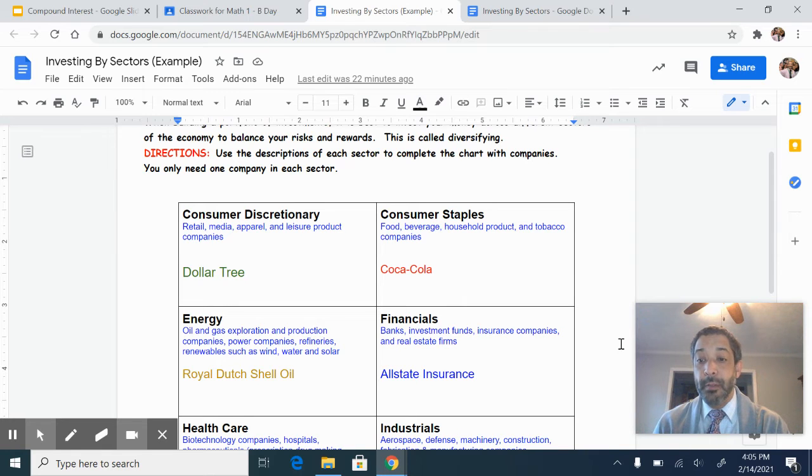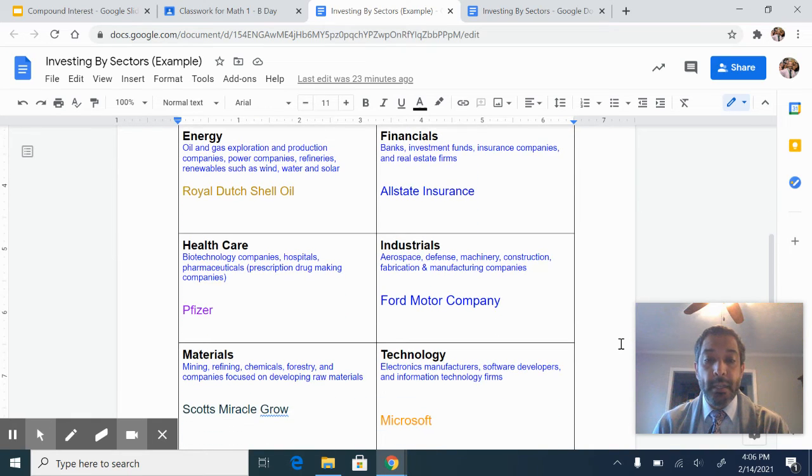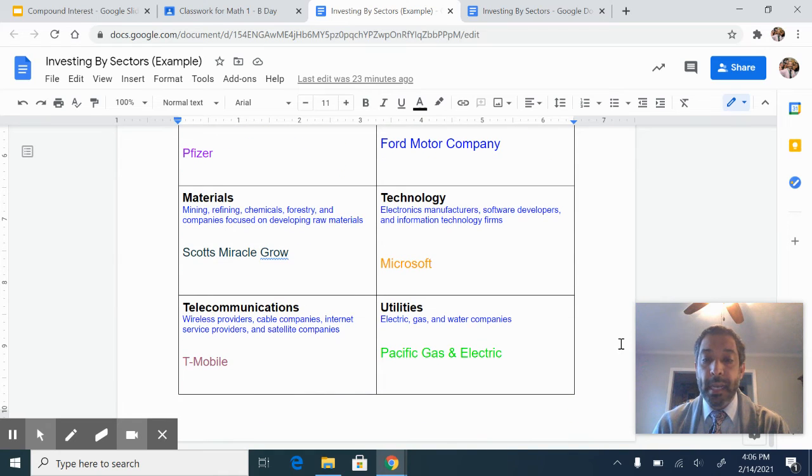You only need one company for each sector. These here are the 10 sectors that the United States economy is divided into, and I've provided you examples of different companies within those sectors. Using your Google search engine or another search engine of your choice, find companies that fit within these 10 different categories. All you have to do, just like I did in my example, is type the name of a company that fits within that sector.